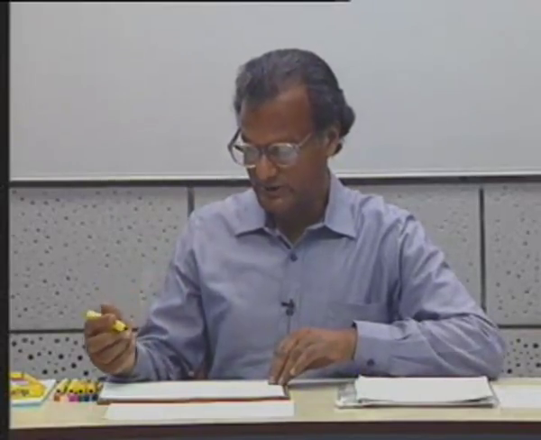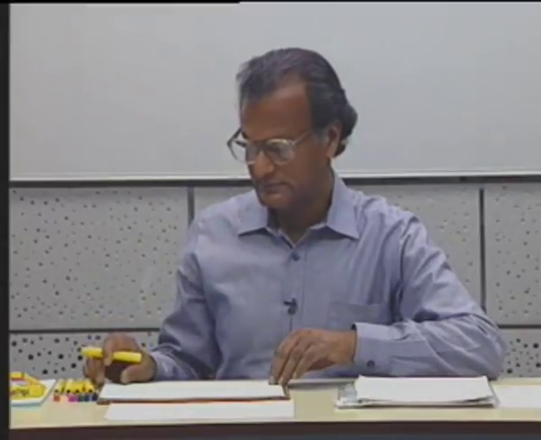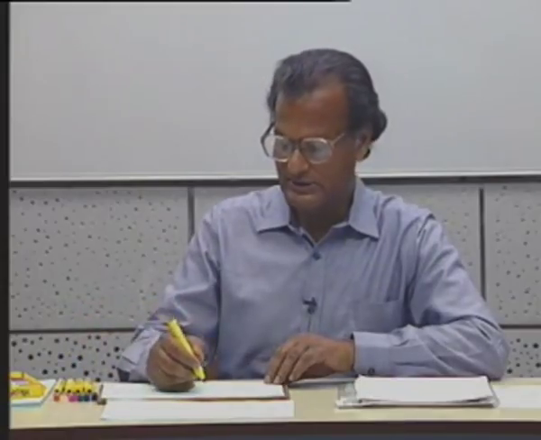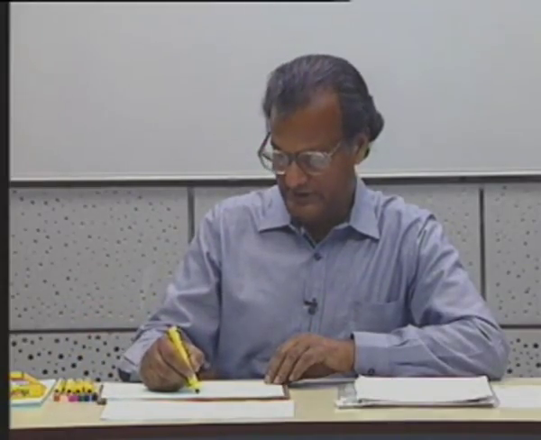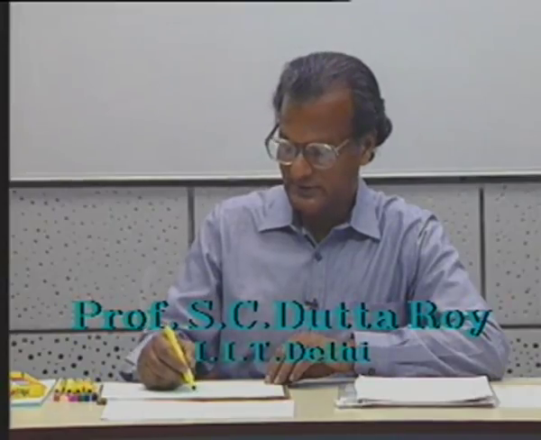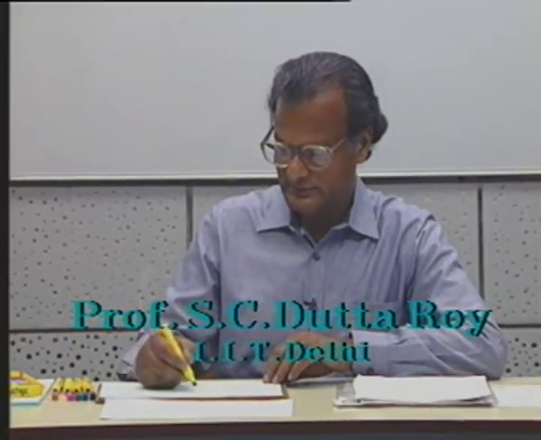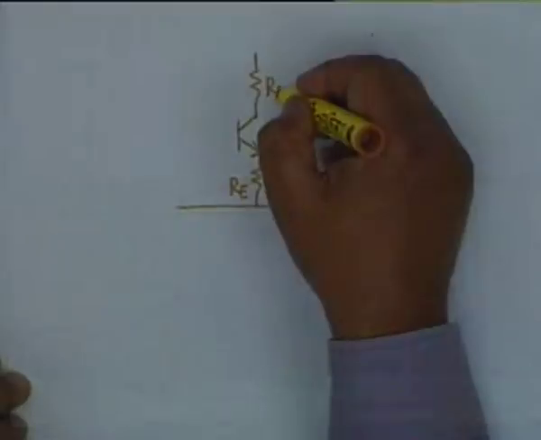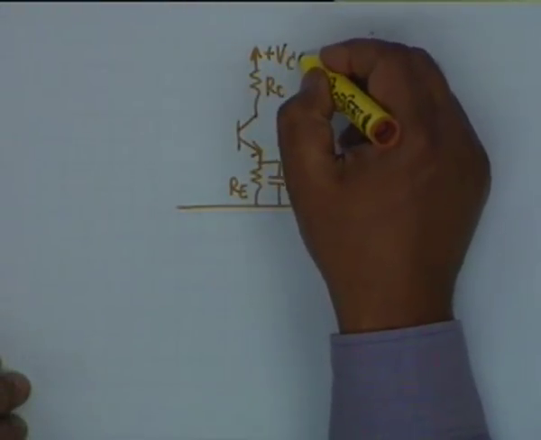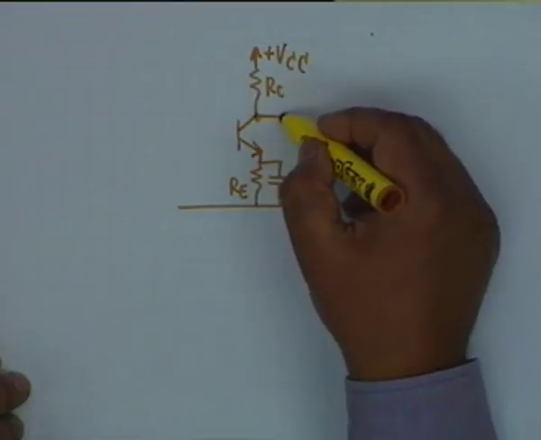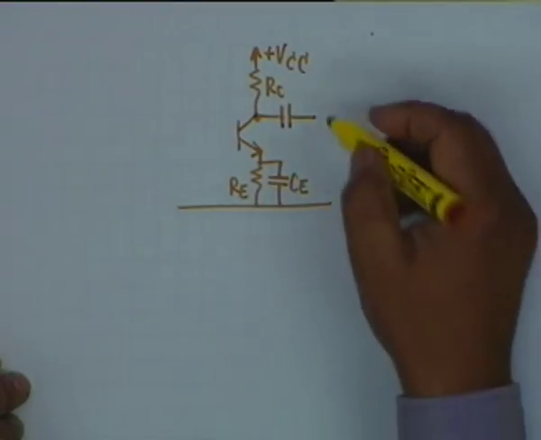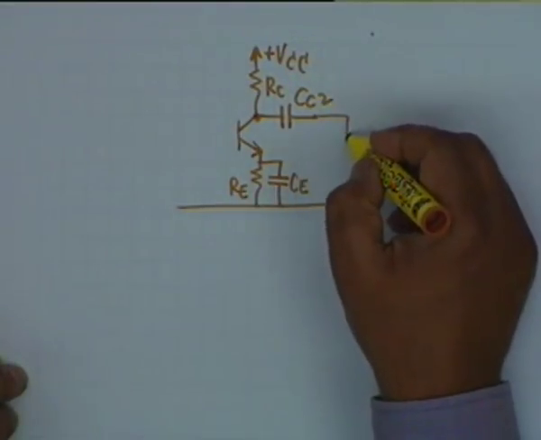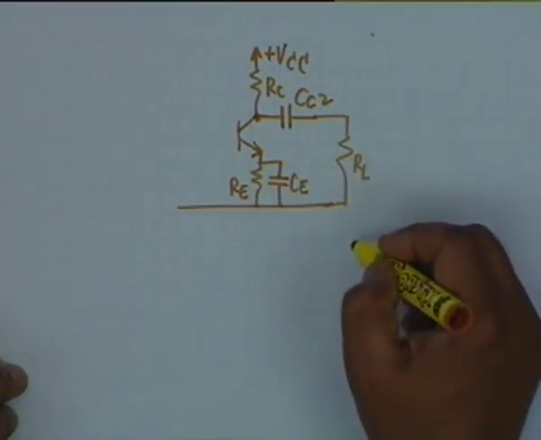35th lecture, and the topic is small signal amplifiers. As I had drawn last time, a complete BJT amplifier looks like this. Let me draw it once at least. RE and CE. There is an RC, and this voltage is plus VCC. The load is coupled to the transistor by means of a capacitor called CC2, coupling capacitor number 2, and this is RL, the actual load.